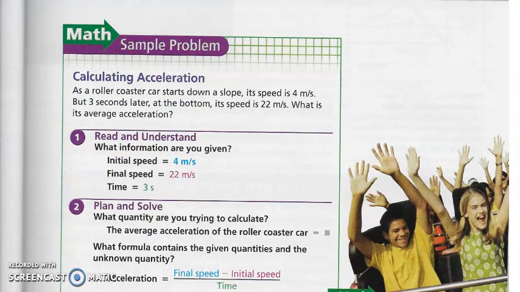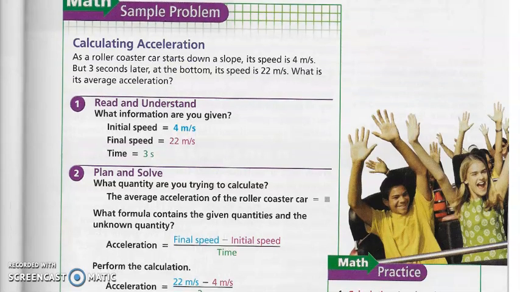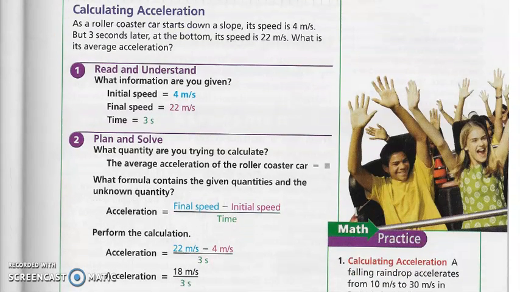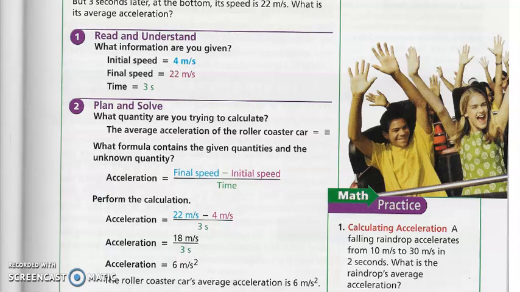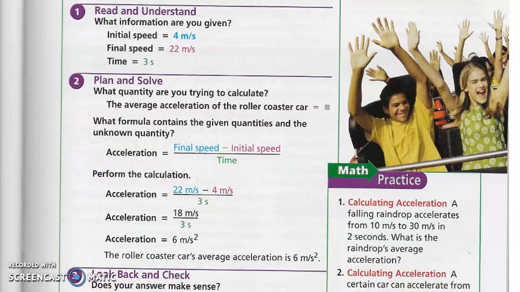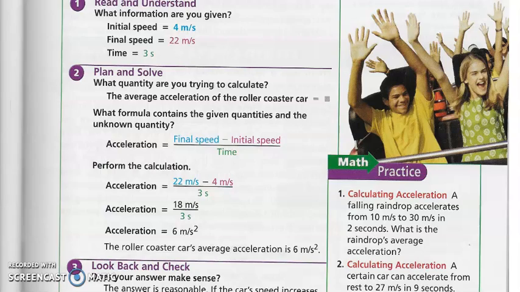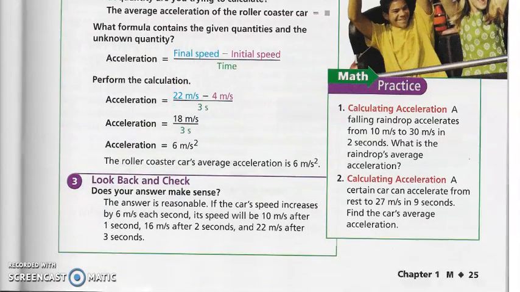You will see here how to calculate acceleration. So acceleration is final speed minus the initial speed divided by time. So our final speed was 22 meters per second. We're going to subtract from that our initial speed, which is 4 meters per second, and then we're going to divide that by 3 seconds. So we have 18 meters per second divided by 3 seconds, and our acceleration is 6 meters per second squared.